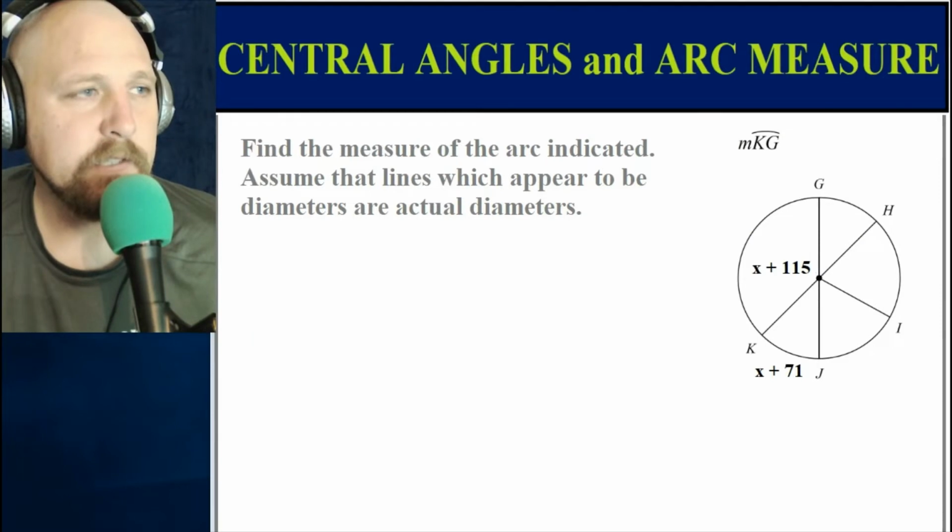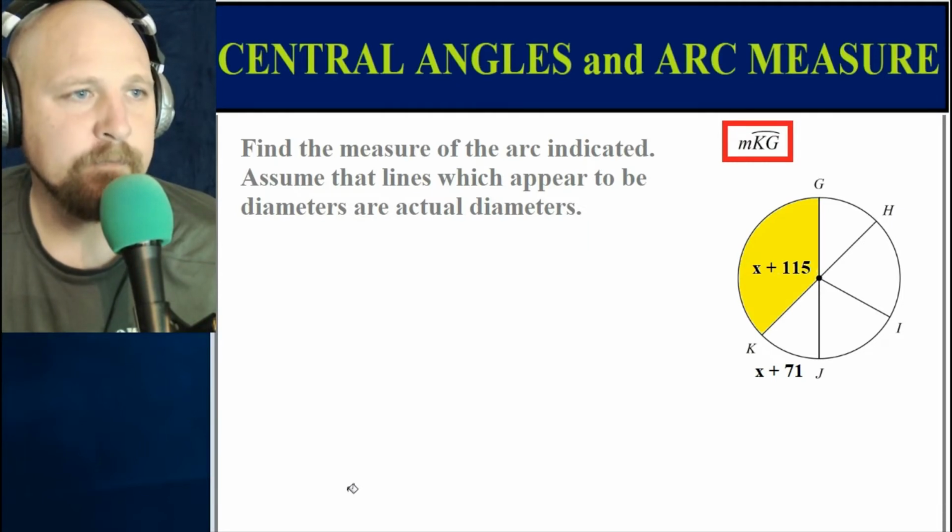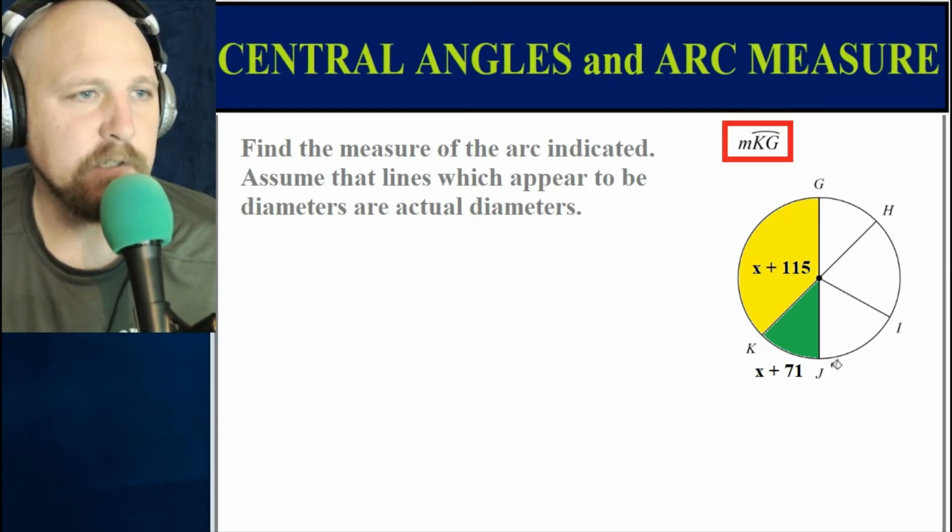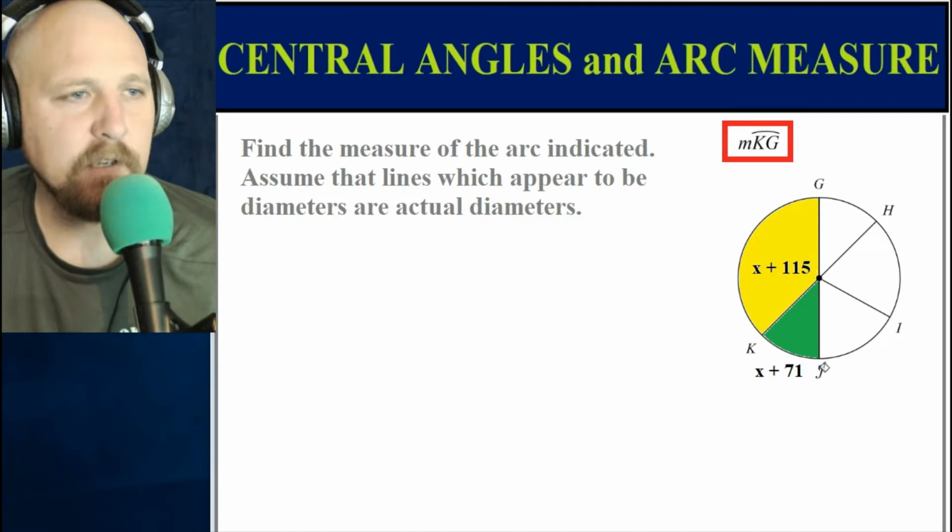In this example, we're trying to find the measure of the arc indicated, and that arc is the minor arc KG. So we're trying to find this yellow arc here. But we need to use this green one here as well, because if you notice, G to J is a diameter, so we know that that's 180 degrees.